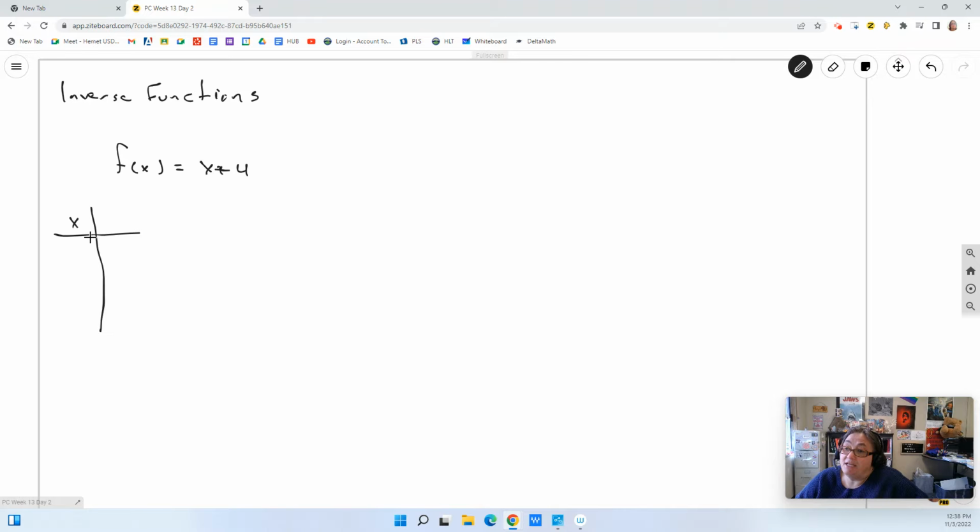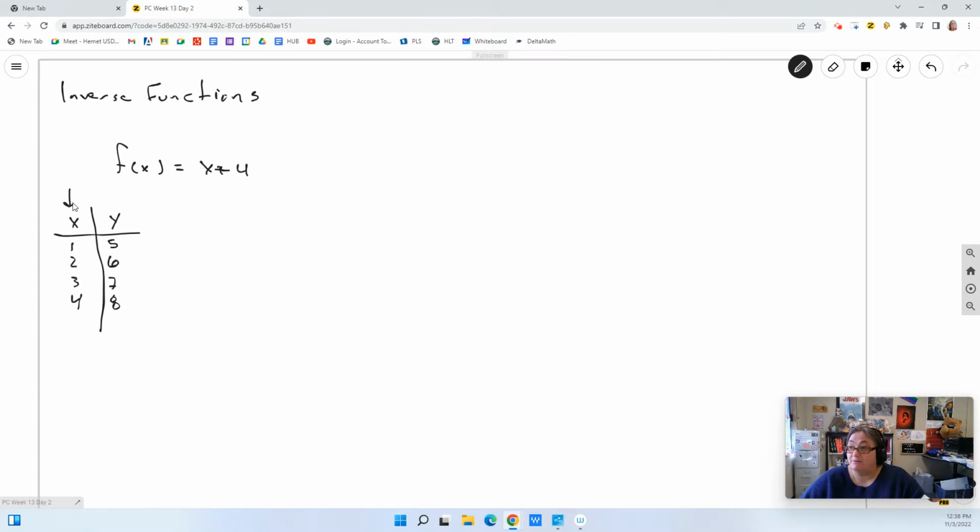And if I made my set A 1, 2, 3, and 4, I could get distinct y values out, right? If I plug 1 in for x here, I'm going to get 5. 1 plus 4 is 5. If I plug in 2, I'm going to get 6. If I plug in 3, I'm going to get 7. If I plug in 4, I'm going to get 8, right? Those are points in that function.